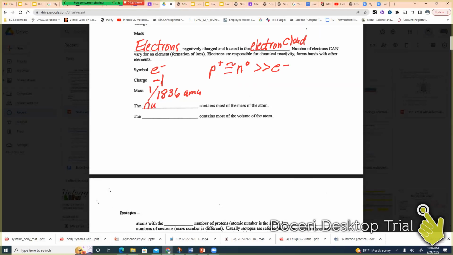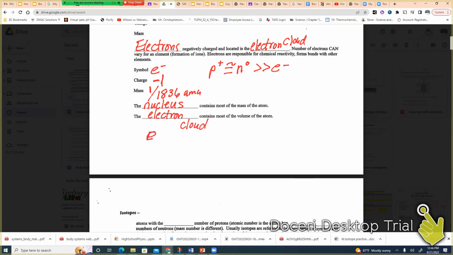The nucleus contains most of the mass of the atom because that's where the 2 heavier particles are, and the electron cloud contains most of the volume because electrons can spread out.